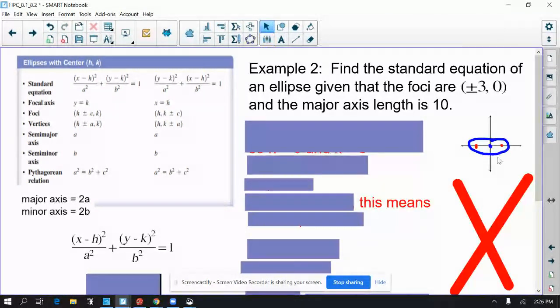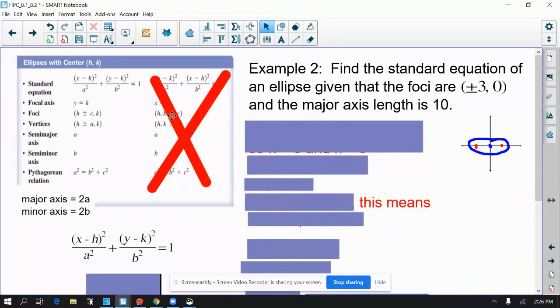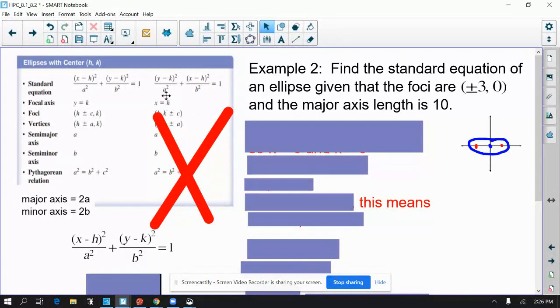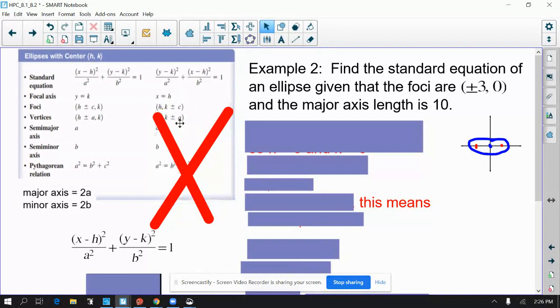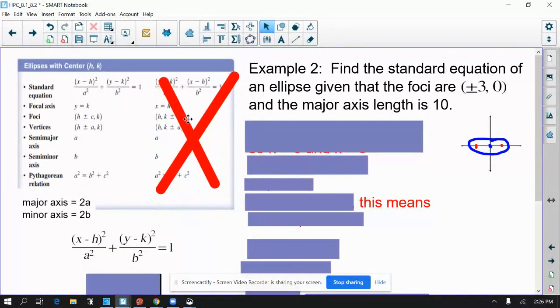But the key thing, this is just a sketch, but since the foci are the two red dots, this tells me that I've got a horizontally aligned ellipse. So I'm ignoring this. Remember the a value is always bigger. So since this a is underneath the y, this is the vertical ellipse. So I'm focusing right here.